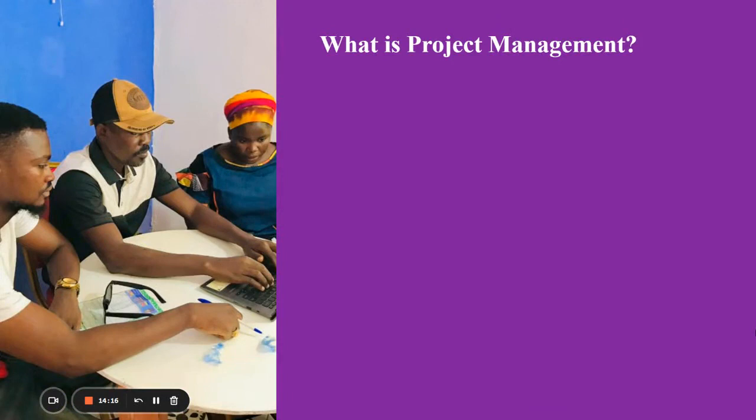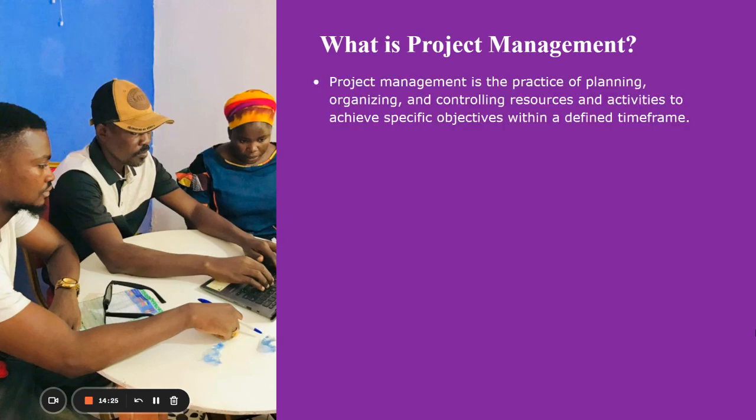Now we've understood what projects basically are. We've given an example of what project is. We also talked about the key characteristics of a project. What does it mean to manage a project? To manage a project means that you have to practice planning.